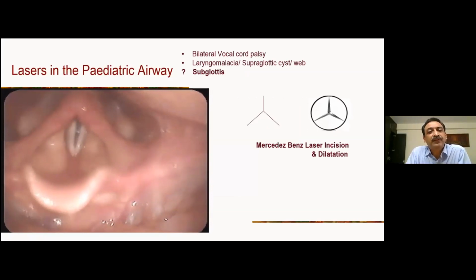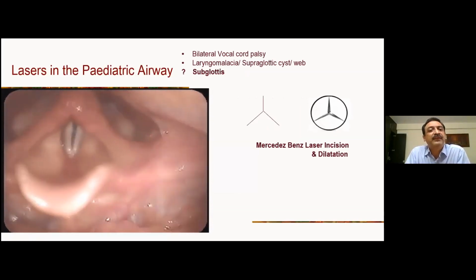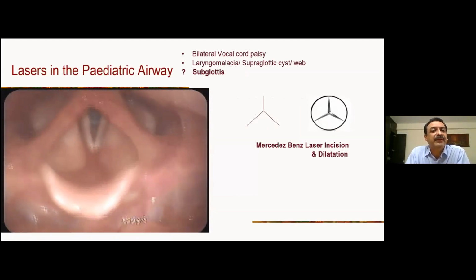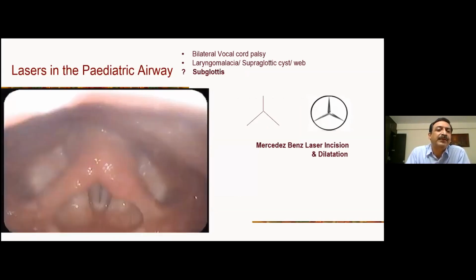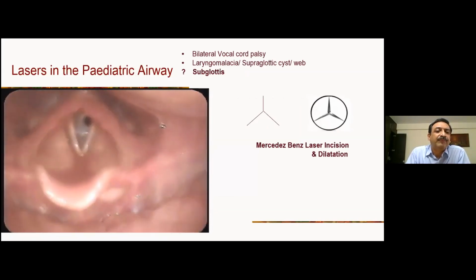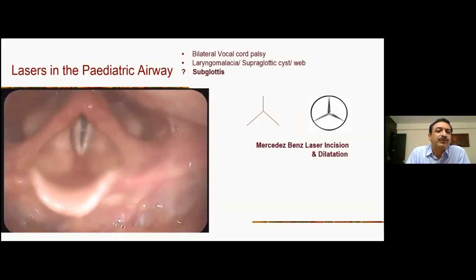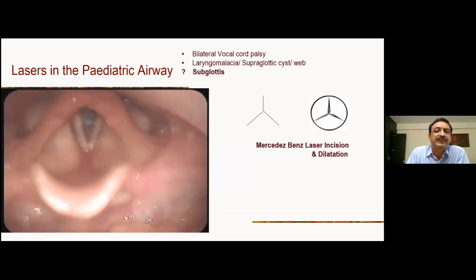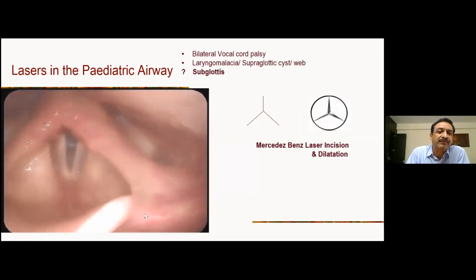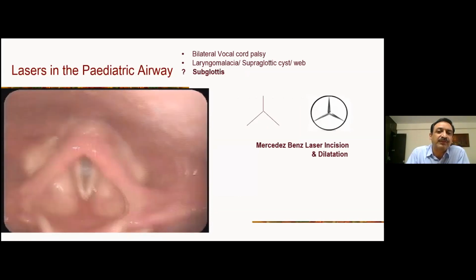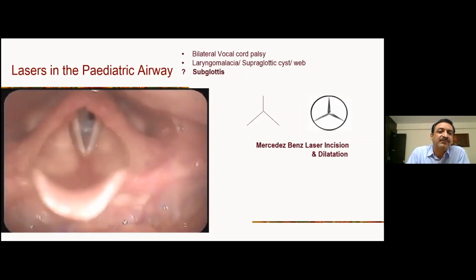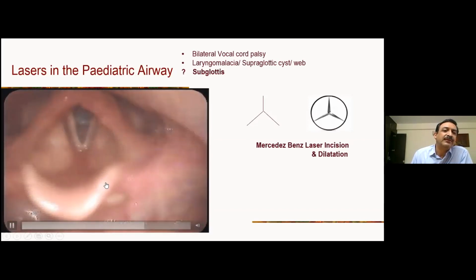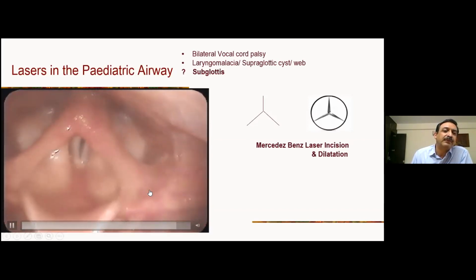For the subglottis, you have to be a little bit careful. As I said, you need to have reasonable access. Most times an experienced surgeon can get there and do this fairly appropriately. And what you would tend to do is something very similar to what Dr. Sidell just showed us, which is to give 3 radial incisions, what we call the Mercedes-Benz incision, for the obvious reason. And you give 3 incisions out there and then dilate with the balloon. And oftentimes you can get good success with webs in the subglottis.